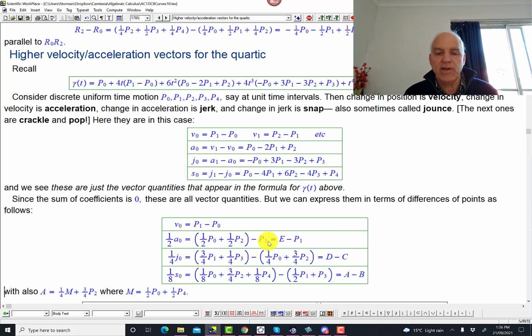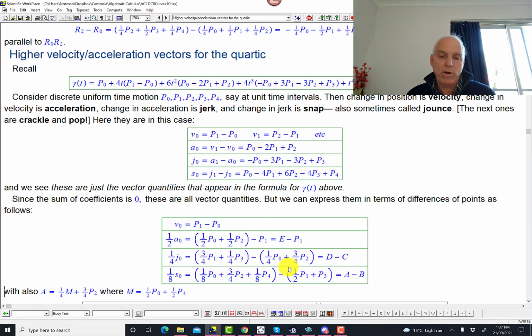I'm going to show you what that looks like in a second. Let's just have a look at the next one, the jerk, J0. Again, I want to write this as a difference of points. To make that easier, I'm going to divide everything by 4. So let's look at 1/4 of this. If I divide by a quarter, then I'm going to get coefficients of 1/4 here and here, and 3/4 here and here. Now I'm going to take the terms with positive coefficients, the 3P1 and the P3, and put them together, and the ones with the negative coefficients and put them together.